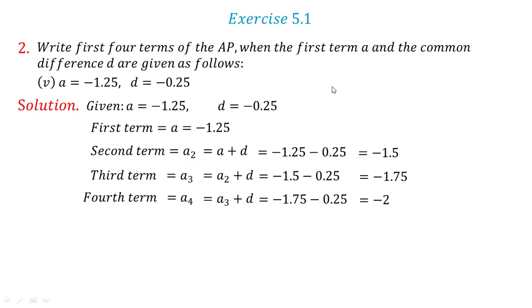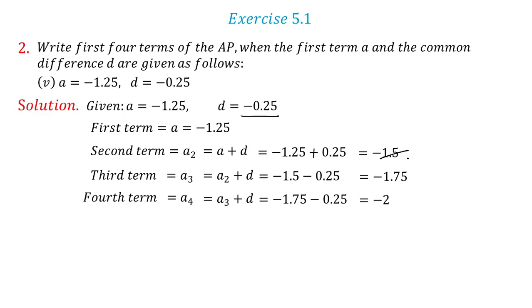In the fifth question, a is minus 1.25 and d is minus 0.25. So from minus 1.25 you have to subtract 0.25. When you subtract a negative number, it is the same as adding that number. While solving the problem I made a mistake of taking d as a positive number, but here d is a negative number. So at each stage I have to add d.